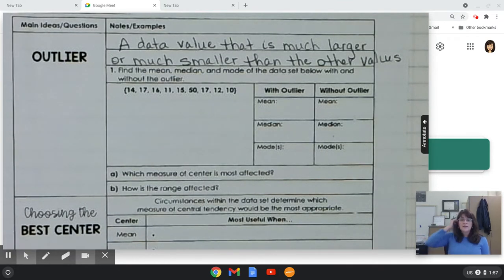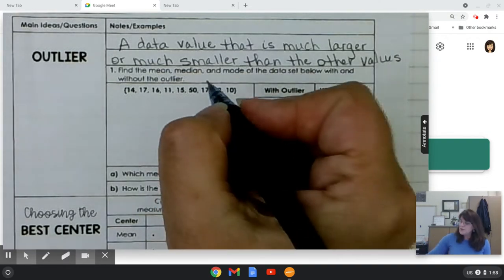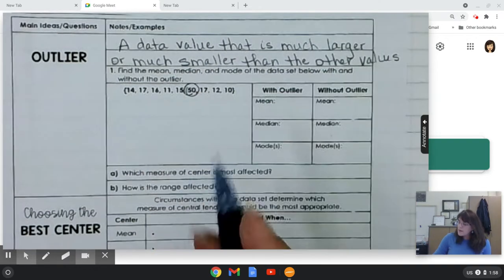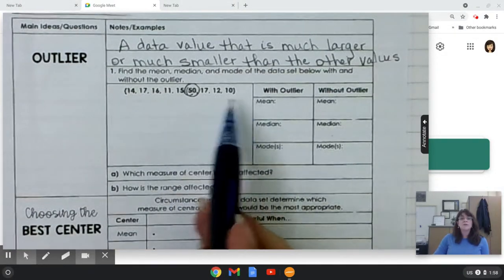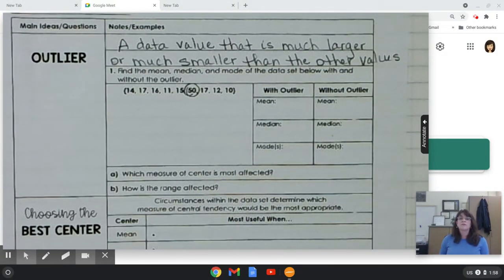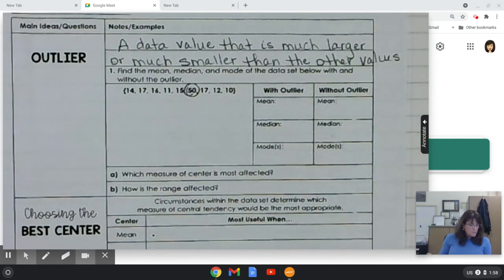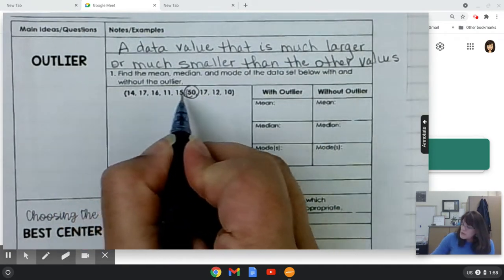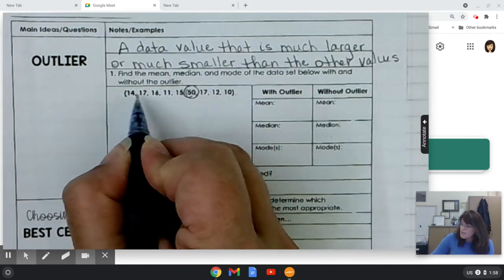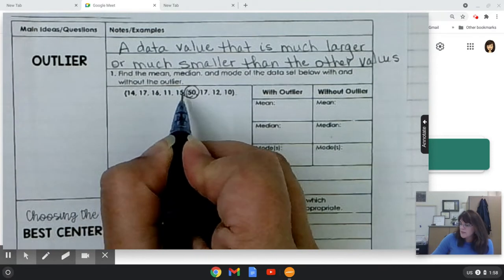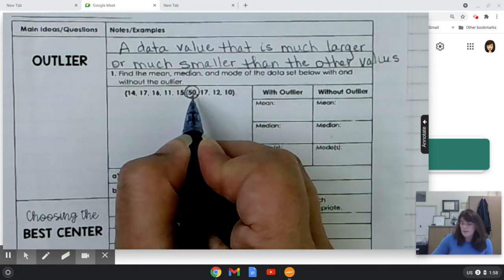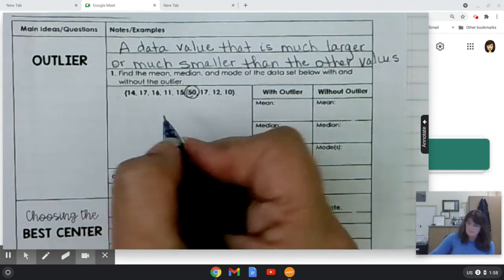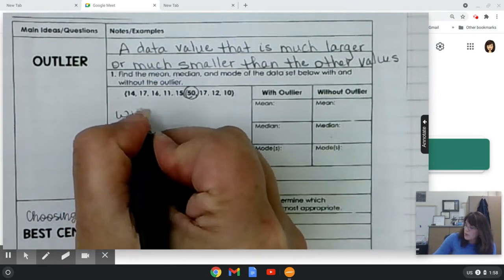So I like to think of these as ages of people sometimes. Okay, so we're talking about a pool party at my house, and there's only one grown-up supervising. There's some teenagers, there's some almost teenagers, but only one adult. That would be the outlier, if that makes sense. So I'm going to do the addition, 14 plus 17 plus 16 plus 11, with the outlier in it. This is going to include the 50. Okay, so with.